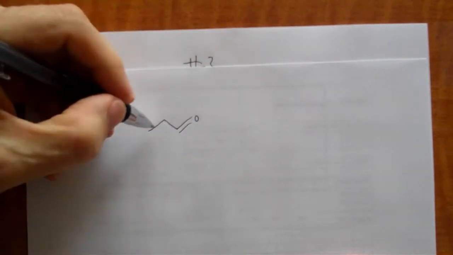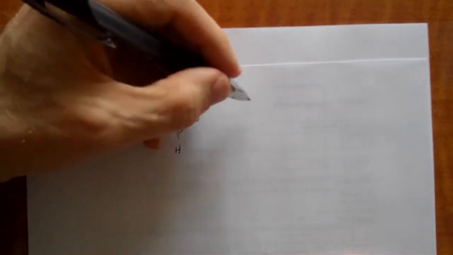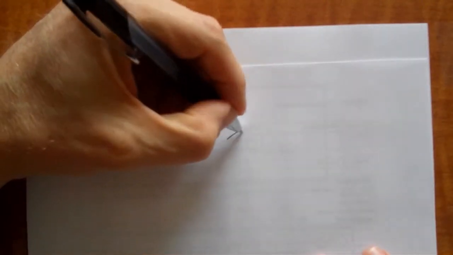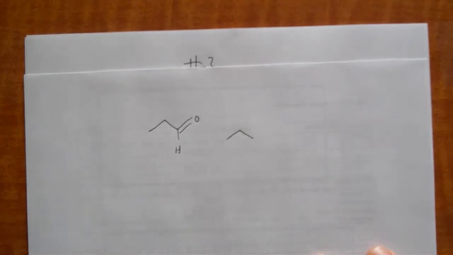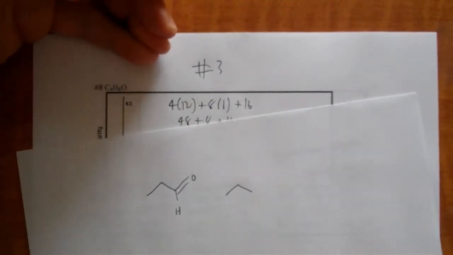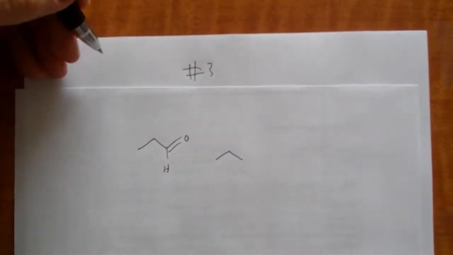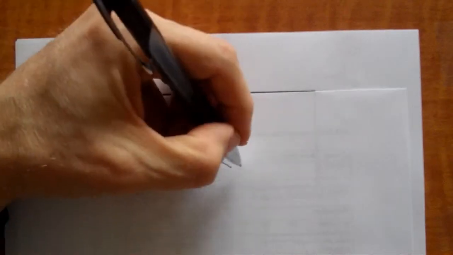That's not C4H8O. That's C3, that's true, but that's H6O. Okay. So C3H8, is that right? C4H8O? Okay, I'm thinking. Alright, C4H8O.